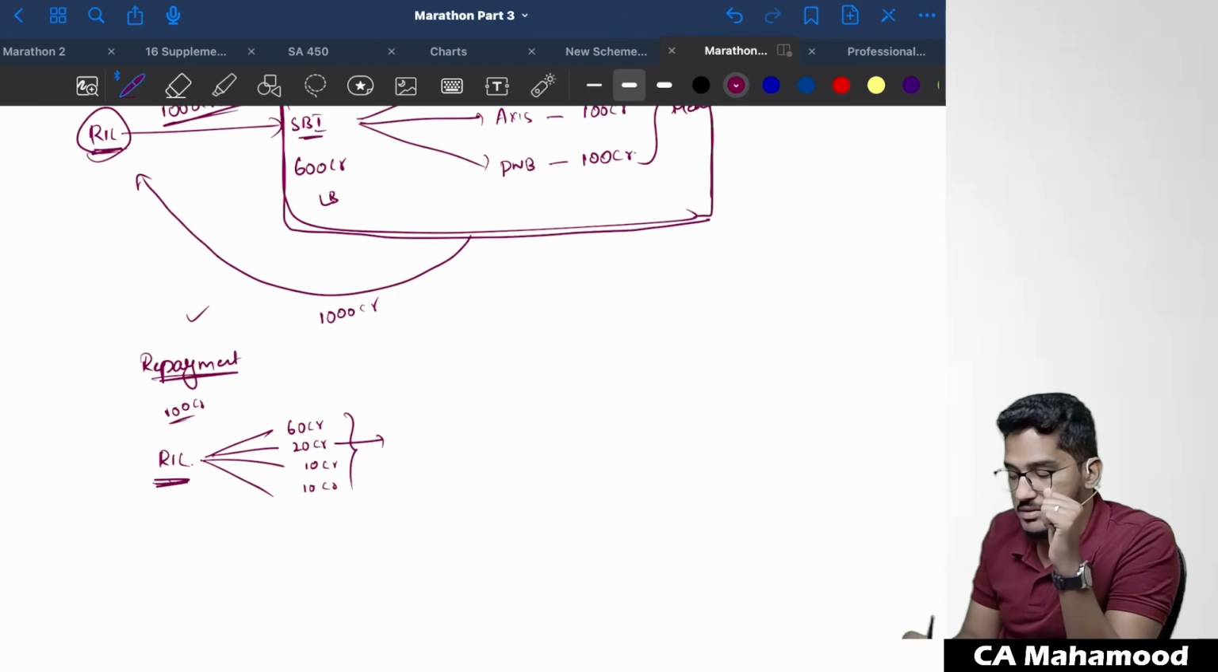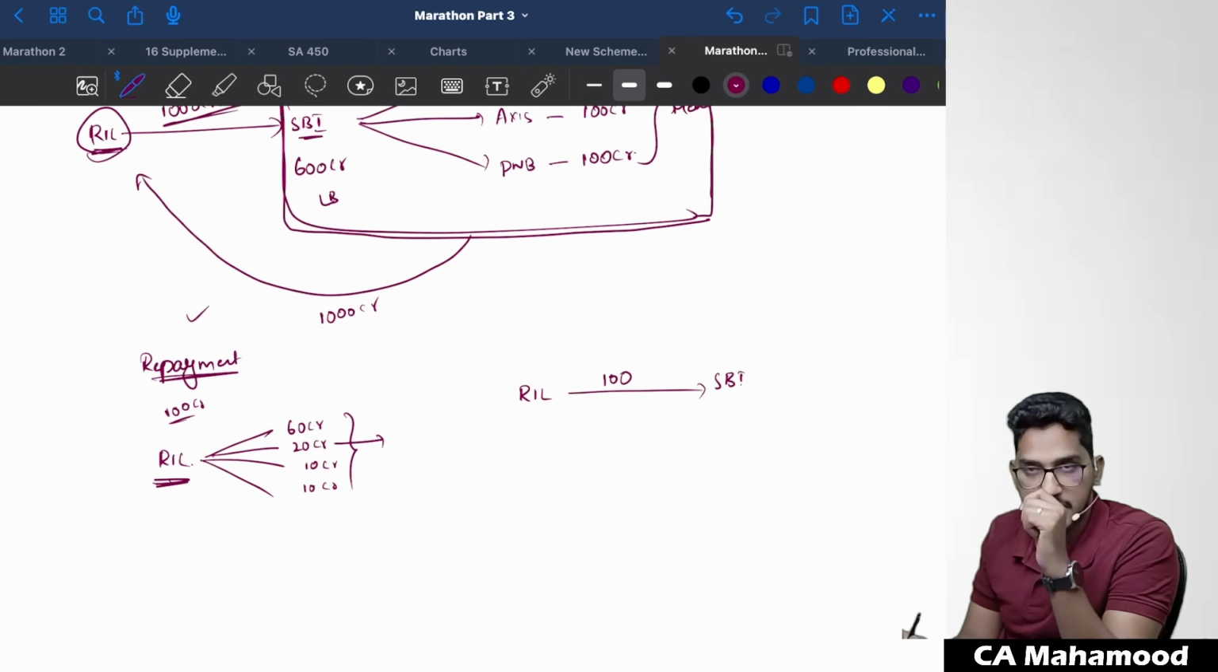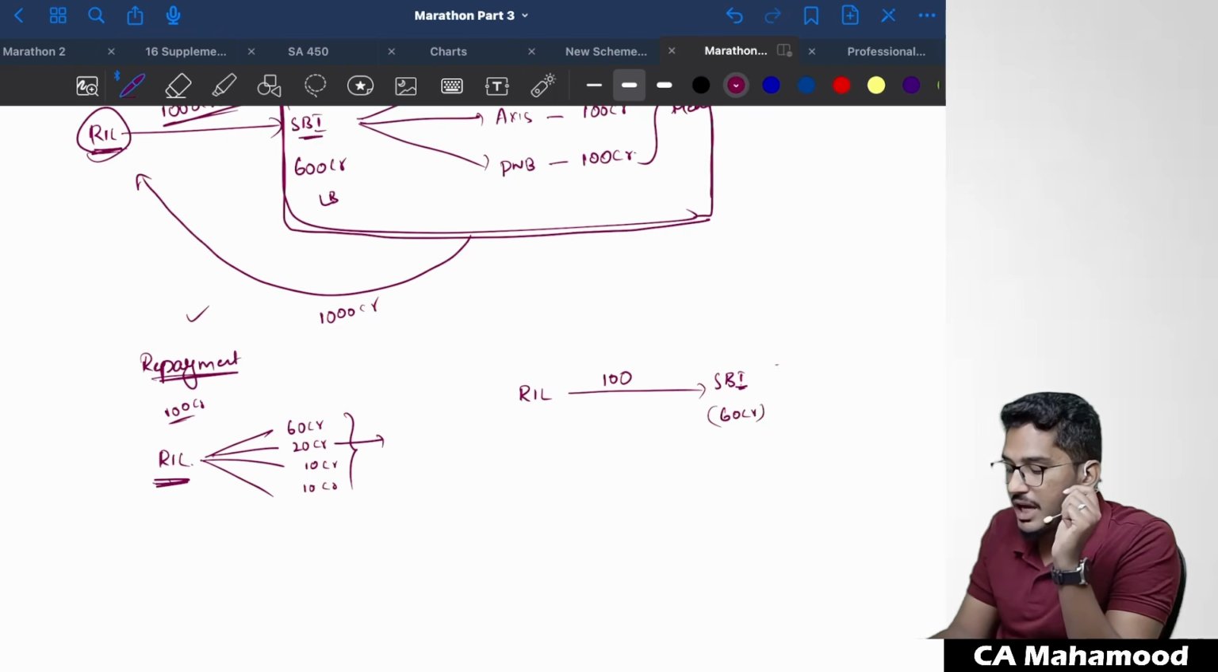But the problem arises when, in some consortium advances, the agreement says the customer will pay the entire installment amount to the lead bank. In our case, the lead bank is SBI. So the customer is paying the entire 100 crore rupees to SBI. Now the lead bank should keep their share, 60 crores, and transfer the balance to the member banks. After keeping 60 crores, they have to transfer 20 crore rupees to ICICI, 10 crore rupees to Axis Bank, and 10 crores to PNB.